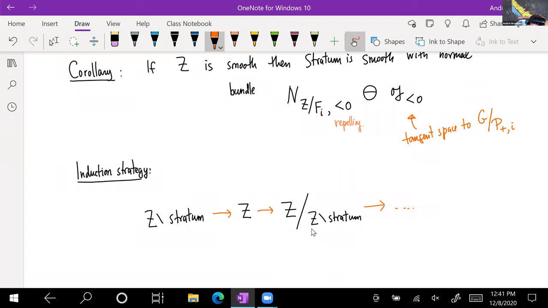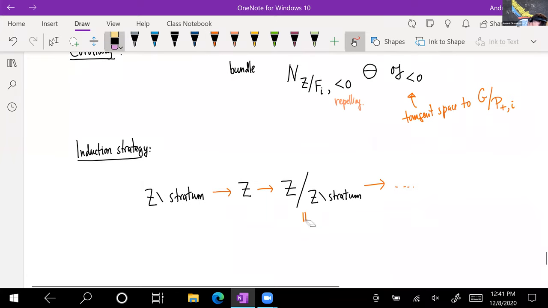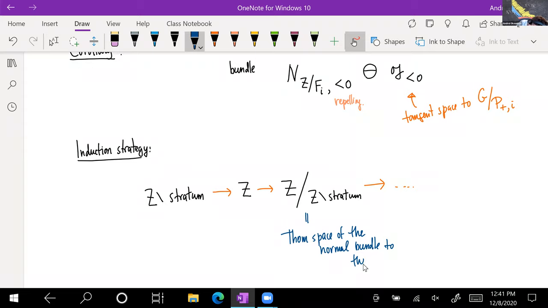So what is that? That's the Thom space. So this thing is the Thom space of the normal bundle of the stratum. And then we'll have the usual, if you remember from the summer how the induction goes, the exact same argument.